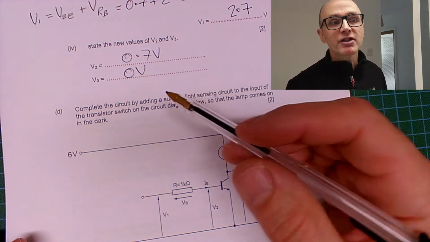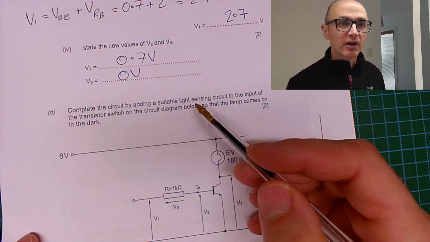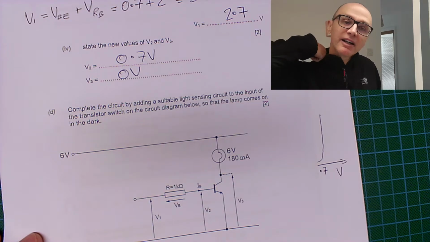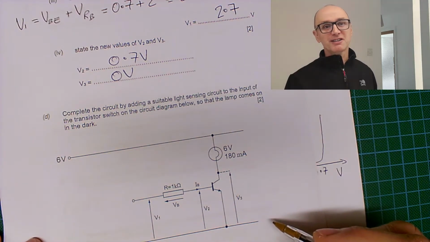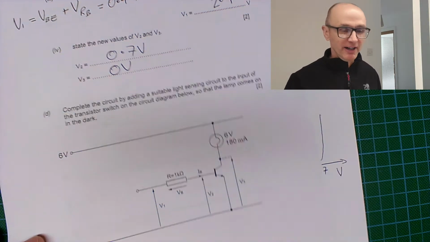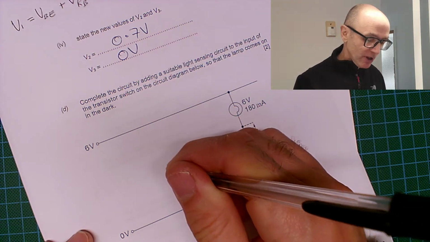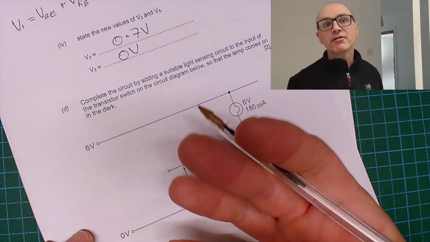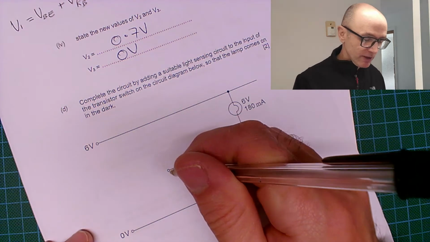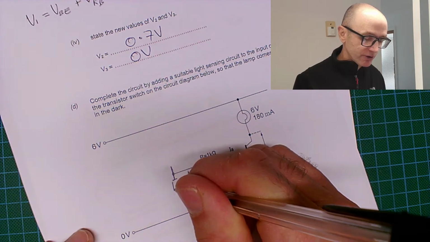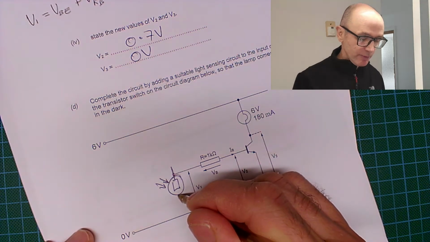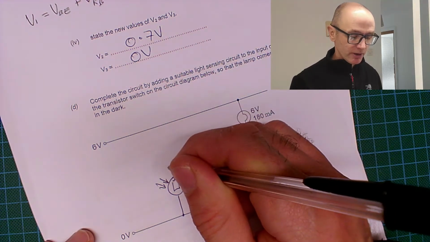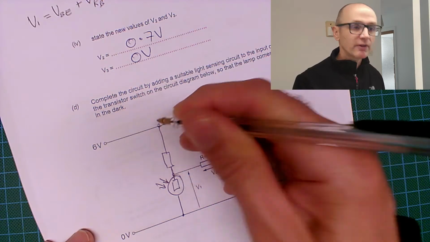Final part of the question now. Complete the circuit by adding a suitable light sensing circuit. My recommendation to you now is you just need to memorize some useful circuits, and I'm just going to draw it out, and you just need to memorize this one. We can trace through it and think about why it works, but you're best off, to be honest, just memorizing this one, because it's so common and it's going to be useful to you in your project work and whatever. So there we go.